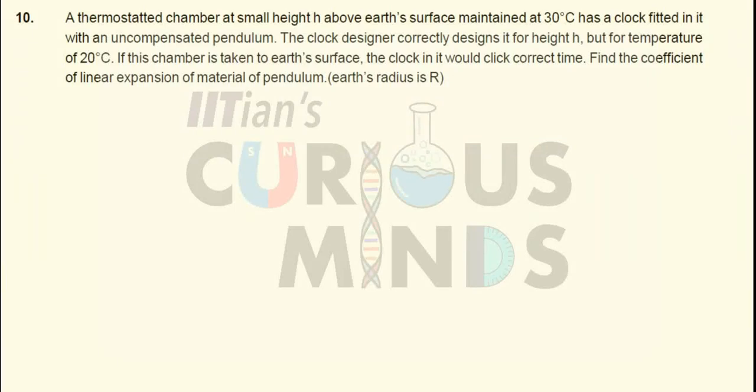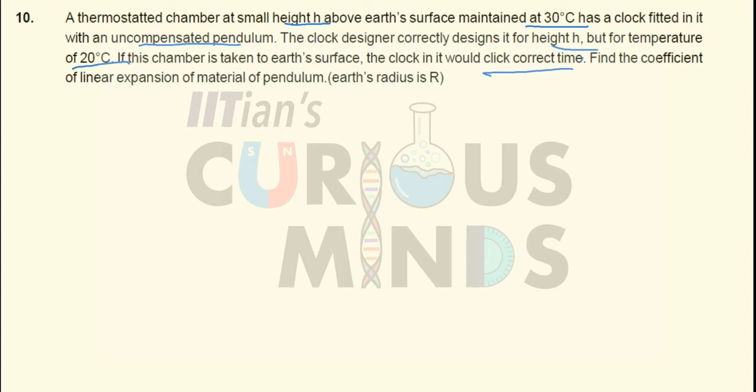A thermostat chamber at small height h above Earth's surface is maintained at 30 degrees Celsius and has a clock fitted in it with an uncompensated pendulum. The clock designer correctly designs it for height h but for temperature 20 degrees Celsius. If this chamber is taken to the Earth's surface, the clock in it will tick correct time. Find the coefficient of linear expansion.